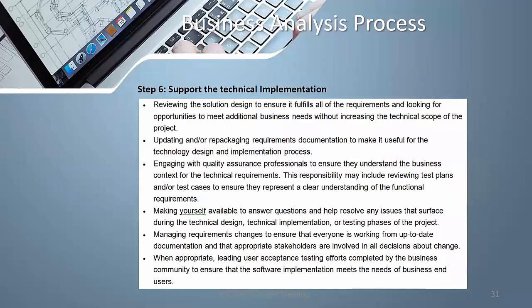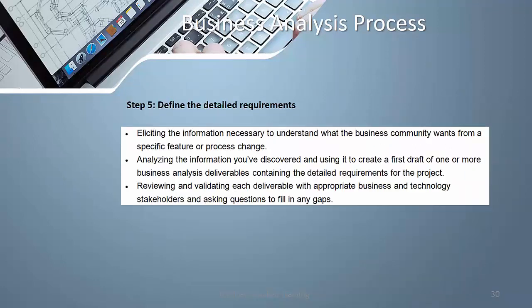Okay. Any questions so far? Good. Fine. Yeah. So these are the important steps.